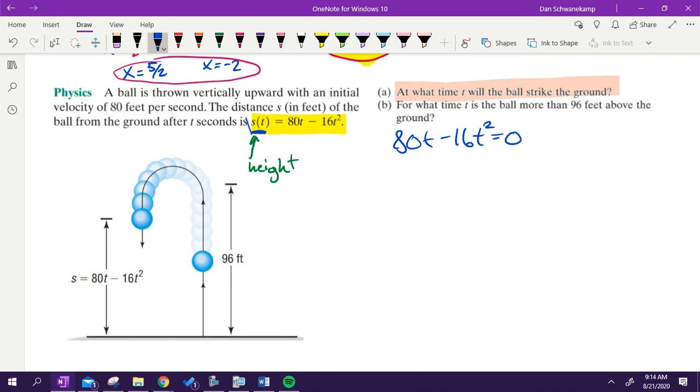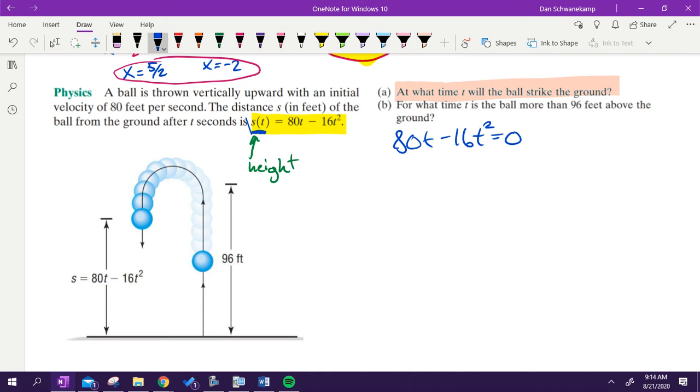You could do some stuff with the vertex on this problem in particular. That's not always going to be true because you don't always throw the ball from the ground. In this problem, we are thrown from the ground. That's what makes this work. Just be careful with that. All right. So we're just going to take the equation, set it equal to 0. We're going to solve now.